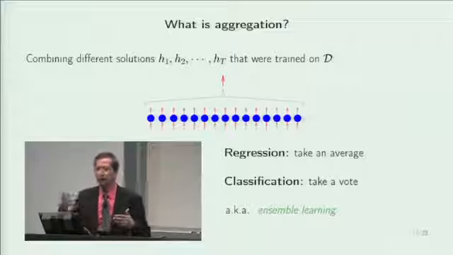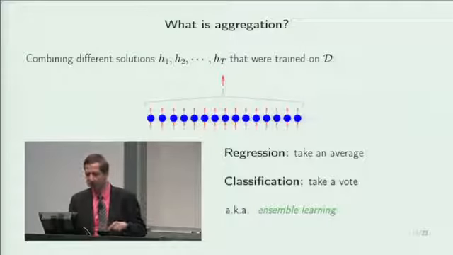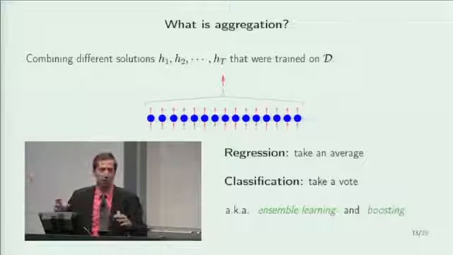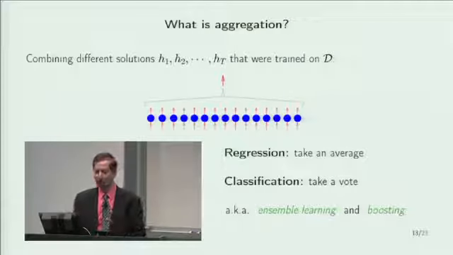Now, there are many names for aggregation. You can see it as ensemble learning. Boosting is definitely one of them. Mixture of experts is another. There are lots of methods that belong to that category.